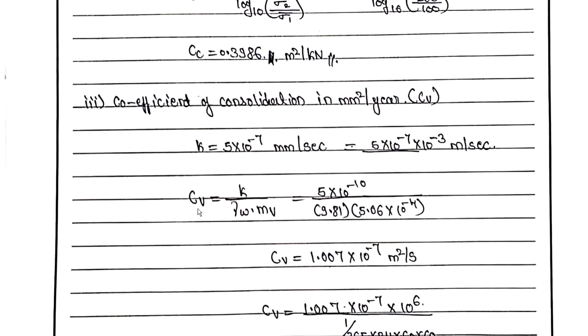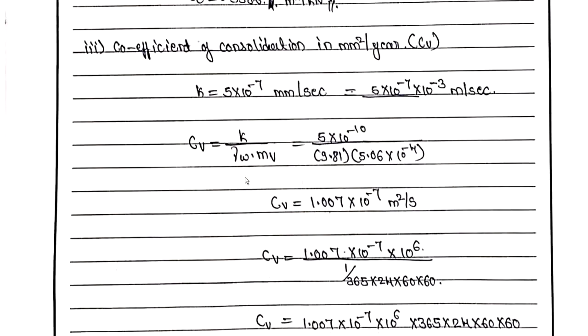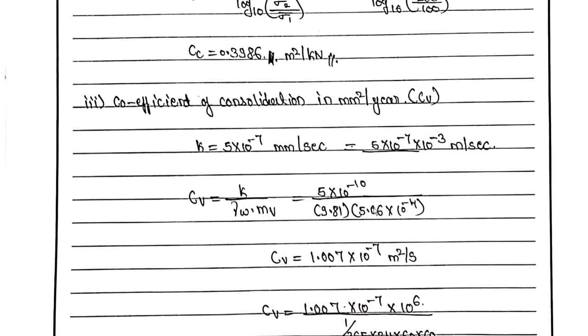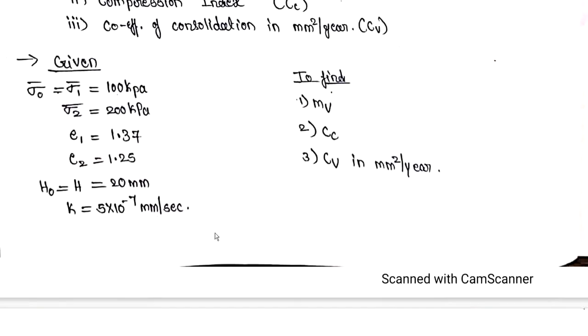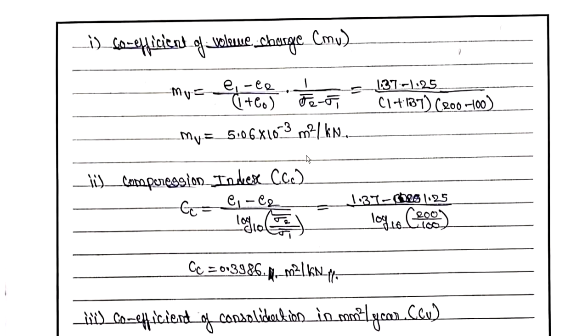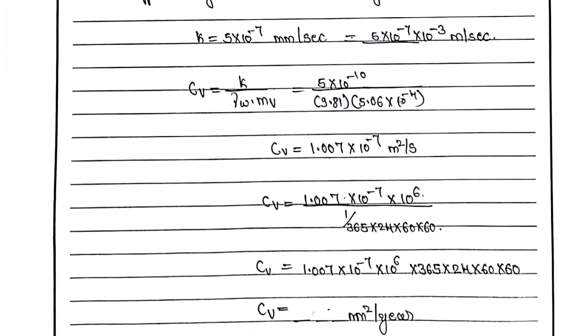For Cv I have the formula like this: K divided by gamma w into mv, which is equal to 5 into 10 to the power minus 10 divided by 9.81, which is kilonewton per meter cube, into mv, which we have calculated, 5.06 into 10 to the power minus 4 meter square per kilonewton. Substituting, I have got the answer for Cv as 1.007 into 10 to the power minus 7 meter square per second.